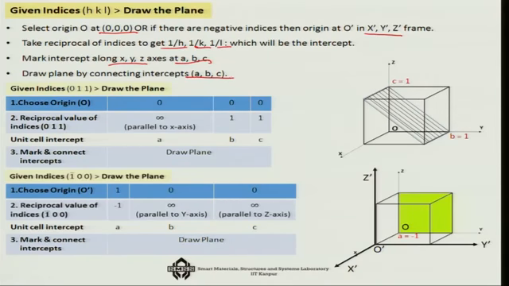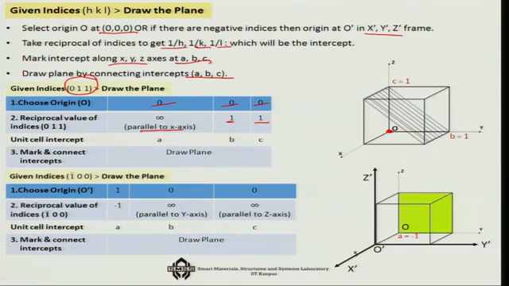Suppose I give you the indices 0, 1, 1, and you have to draw the plane. There is no negative number here, so you can choose the origin as 0, 0, 0. So, I have chosen the origin as 0, 0, 0. Now, what are the reciprocal values of 0, 1, 1? That is infinity, 1 and 1. So, already I get an idea that the plane should be such that it will not touch the x axis.